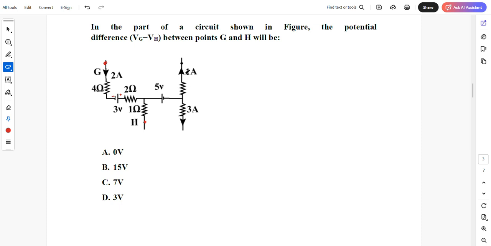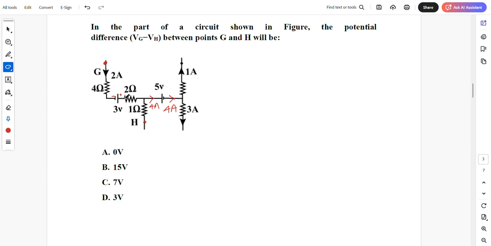See the current, 1 ampere of current is flowing upwards, 3 amperes of current is flowing downwards. How much current should come there? If I apply KCL here, Kirchhoff's current law, 1 ampere will be going upwards, 3 amperes will be going downwards. That means 4 amperes of current is flowing here, right? Then only 1 can go up and 3 can come down.